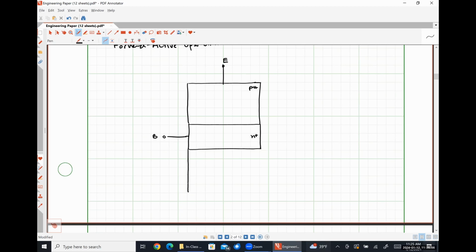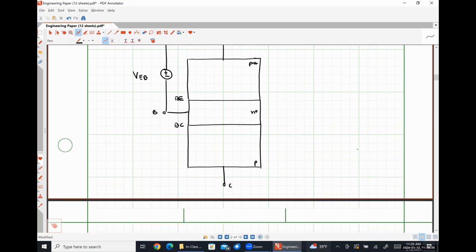And then down here, we have our collector, which is doped P-type, like so. Here is our collector terminal. This is our base collector junction. This is our base emitter junction. And so we are going to put a voltage source between our emitter and base to control whether the base emitter junction is forward or reverse biased. So this is going to be our voltage VEB.